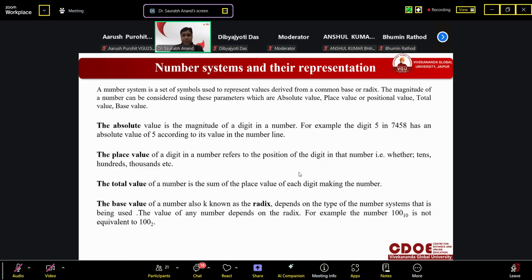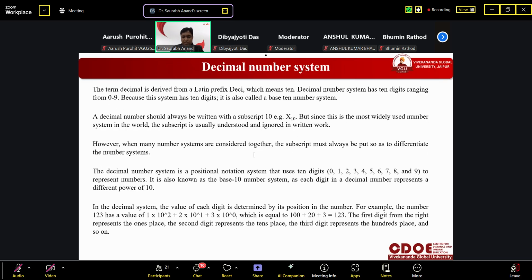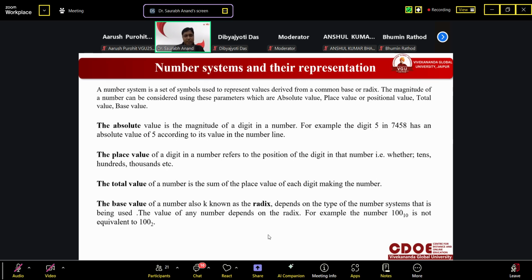So these are the number systems and their representation. We will just directly go to this. All these terms will come in between. Or if you want, then we can understand these values again. What is the place value? What is the total value? What is the base value?